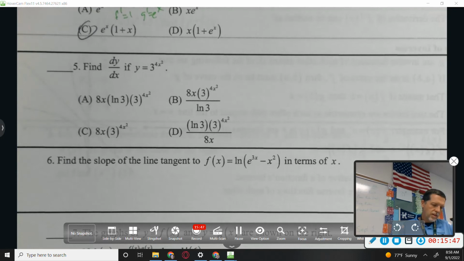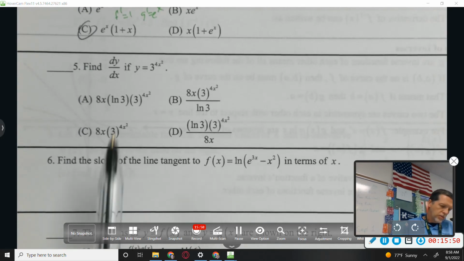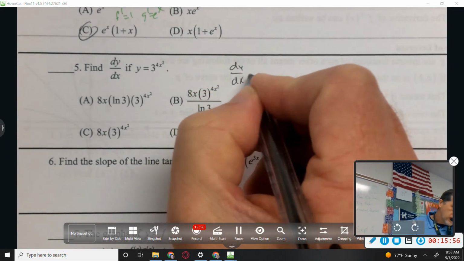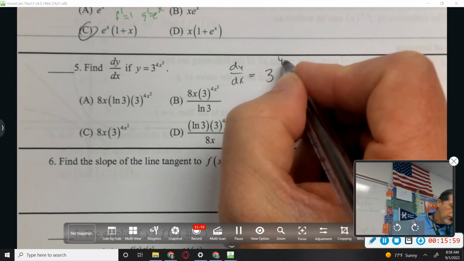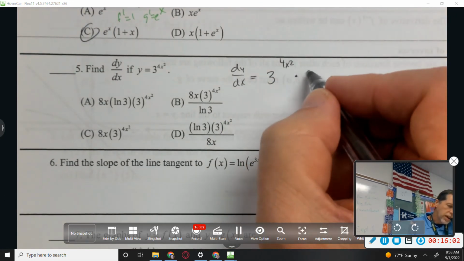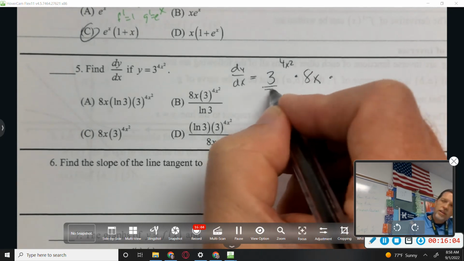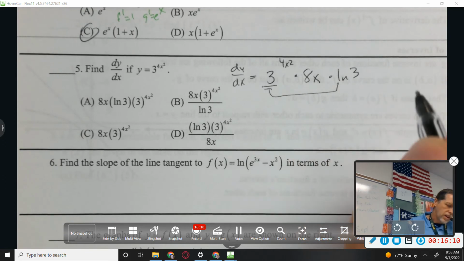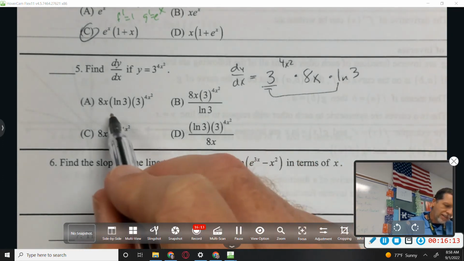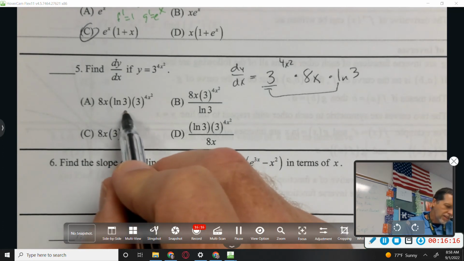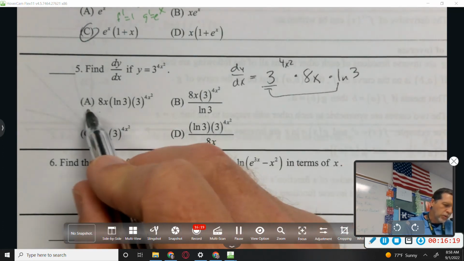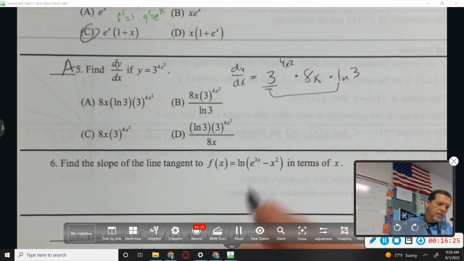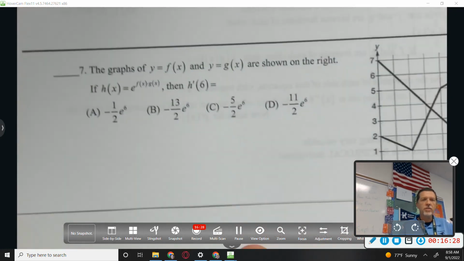Number 5. We'll skip number 6 when we get there. Find dy dx. So there's a 3 there, but it still works the same way. 3 to the 4x squared. Chain rule times 8x. And then, because the base was 3, we got to do times natural log of 3. So let's see if we got all of that somewhere. I think that's the same as answer choice A. They've got them in a little bit different order, but it's multiplication, so that doesn't matter. So answer choice A. Number 6 we don't know how to do yet because of the natural log, so I'll hold off on that one.